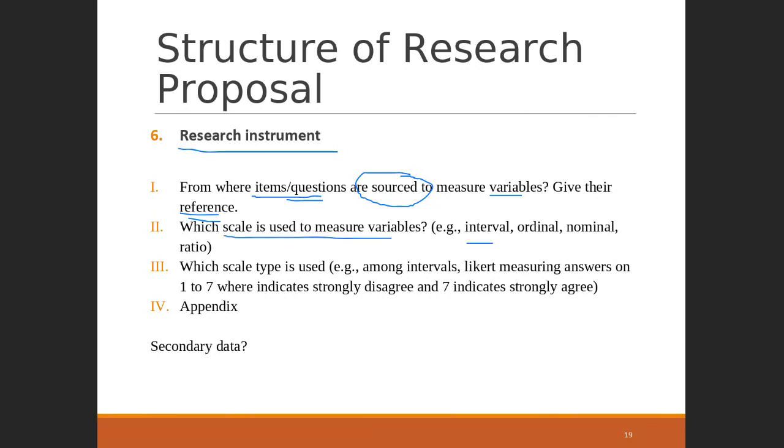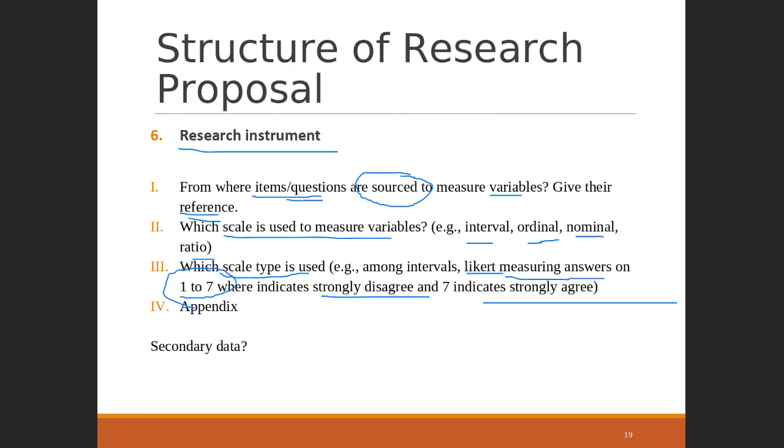Are you going for interval, ordinal, nominal, or ratio scale? Which particular scale type is used? For instance, if you're going for an interval scale, are you going for a Likert scale? Then you have to tell us categorically how that particular scale will be used. For instance, if you're using a Likert scale, you need to tell us that you will be using a 7-point Likert scale where 1 stands for this and 7 stands for this.